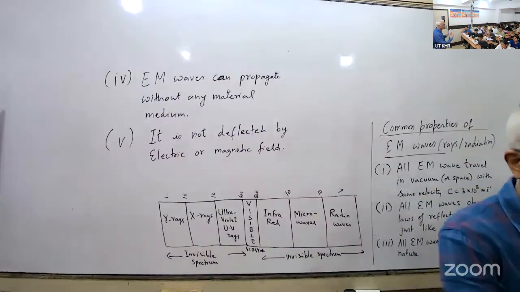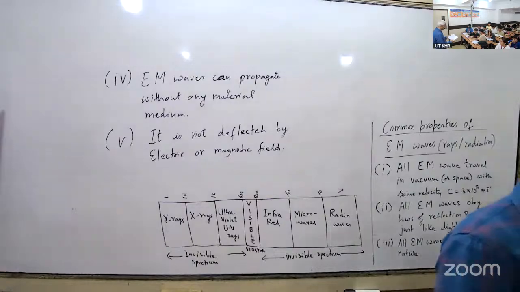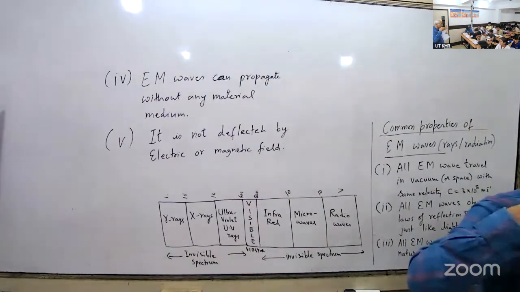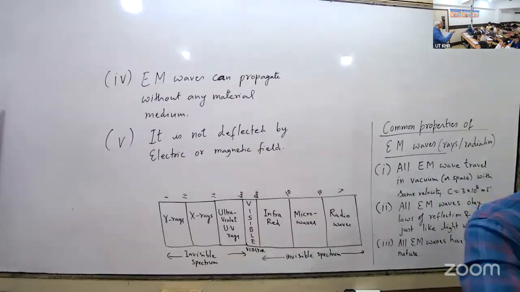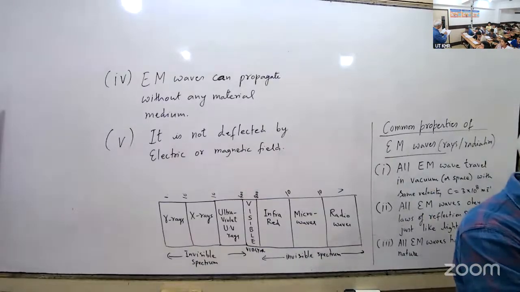So likewise for every ray, how it is produced or where it is found, the source, the method of detection, and its use, all of it is given. And also their discovery. For X-ray, the frequency range is given. Then who discovered it? Röntgen. How is it produced? Whenever a stream of fast moving electrons is stopped by any heavy metal target, it produces X-ray. Then how do you detect it?